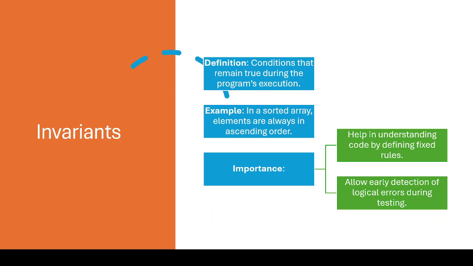Invariants are conditions that remain true during the program's execution. For example, in a sorted array, elements are always in ascending order. This is important. It helps us in understanding code by defining fixed rules and allows early detection of logical errors during testing.